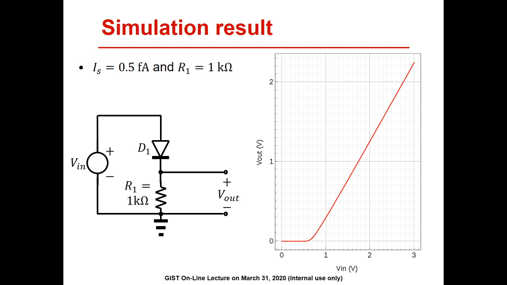Beyond VD on, it looks like a line whose slope is 1. In other words, it copies the input with a small offset when the input exceeds VD on. On the other hand, when the input is smaller than that, it is not copied.